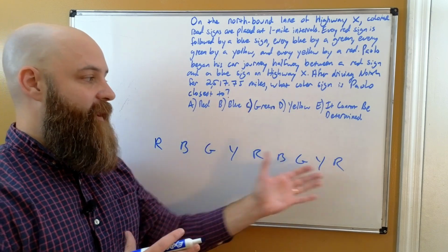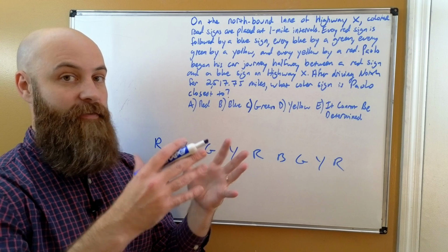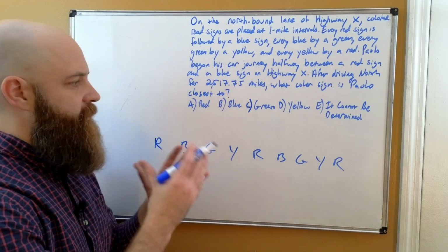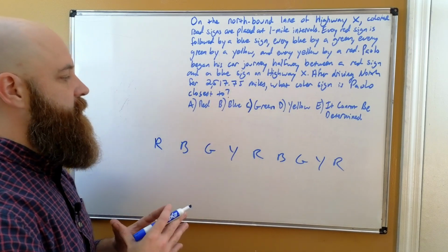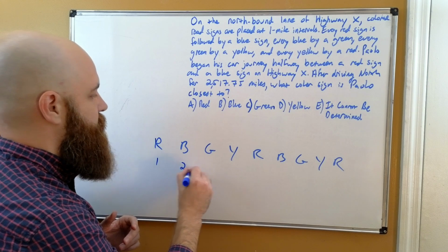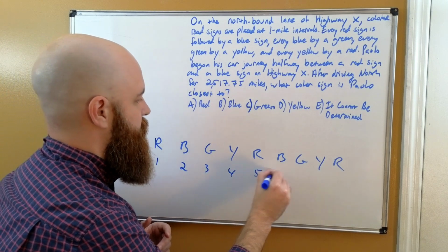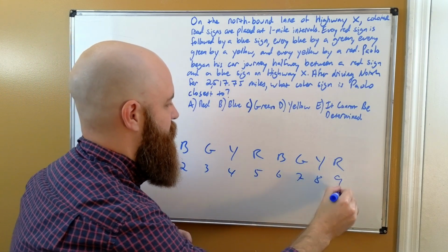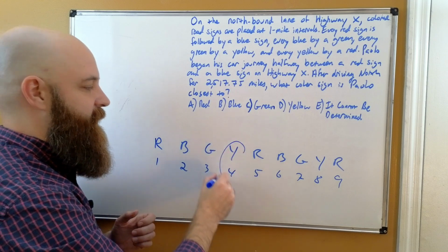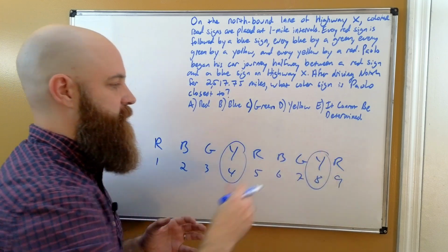So obviously I can't write out all the way to 2,500, etc. But hopefully I can find a pattern that'll help me figure out, well, what color am I going to be closest to? So if I number these elements of the pattern, I can't help but notice, well, multiples of 4, every multiple of 4 corresponds to the same color.